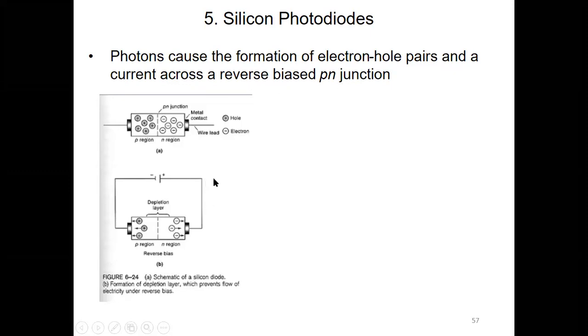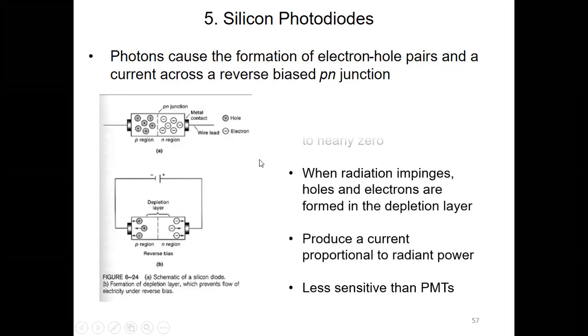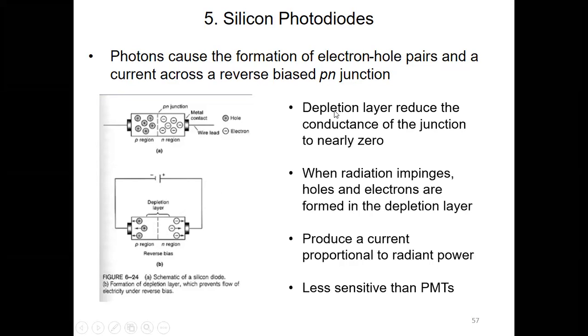Now let's see what is happening when the photon comes. Initially there are no electrons or holes in this depletion region. When the photon comes, let's see what happens. The depletion layer reduces the conductance of the junction to nearly zero. Since there are no electrons or holes, there is zero conductivity, no electrical conduction, right? In the depletion region at the very beginning.